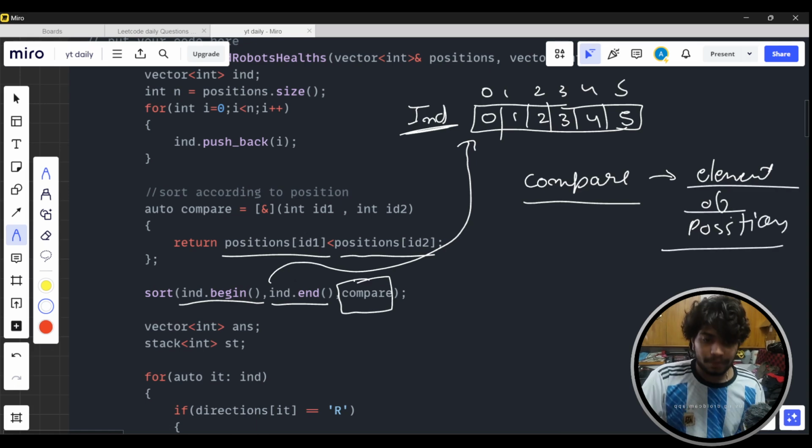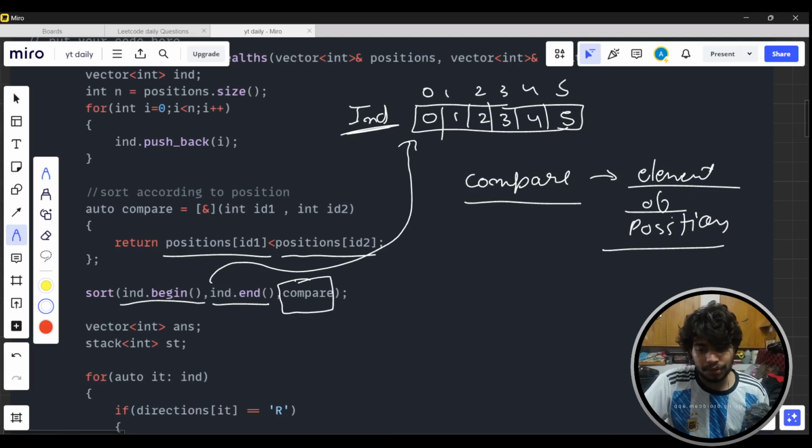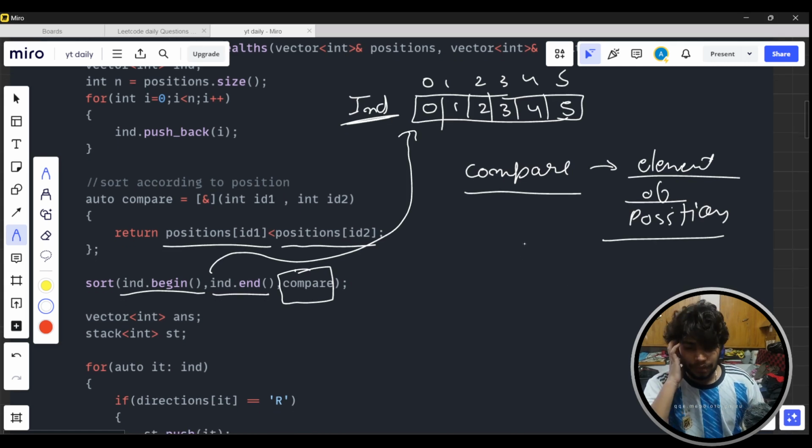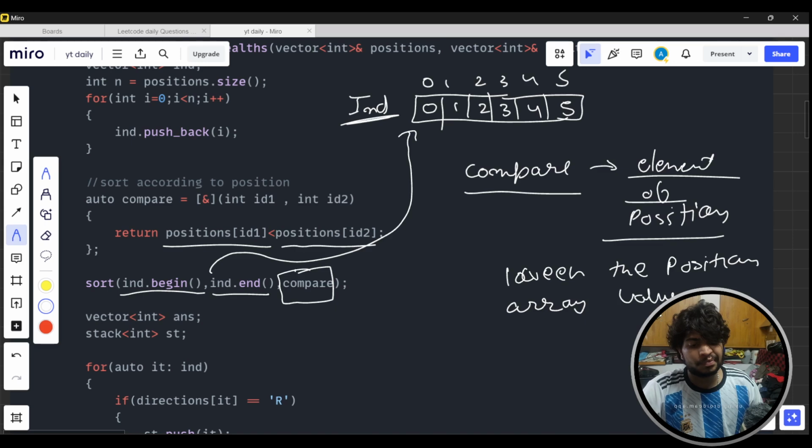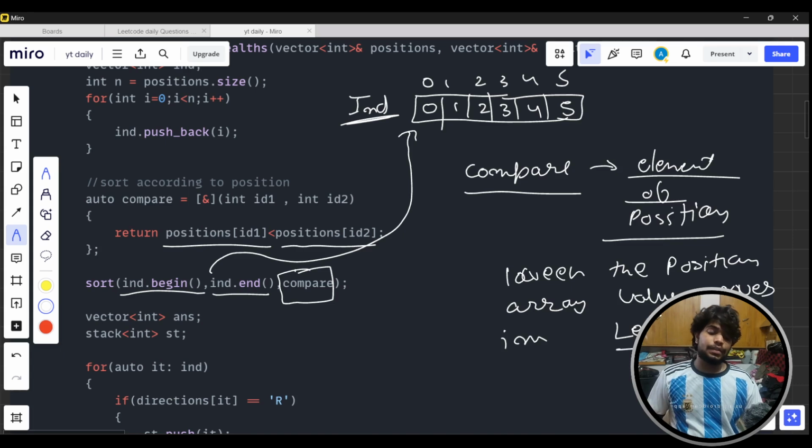Comparing the positions of the position array, and based on that I'm moving: the lower the position array value, the more it moves in the left direction.